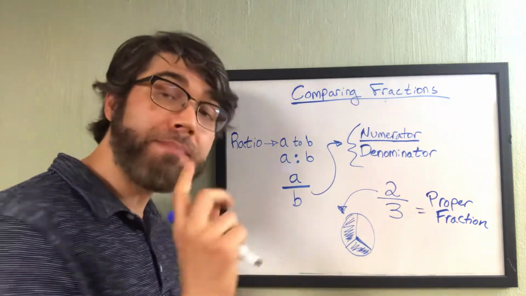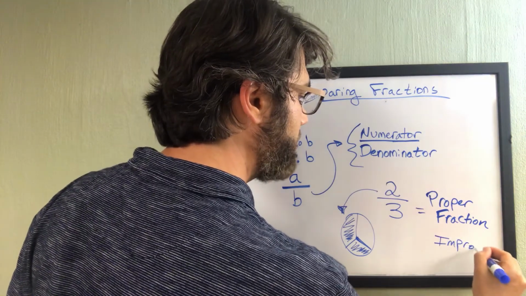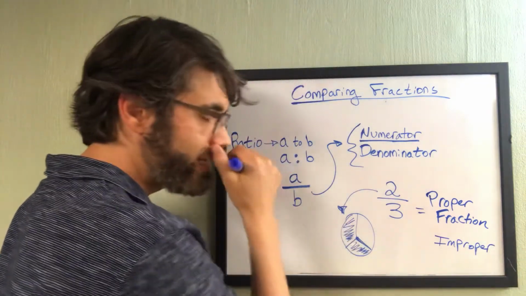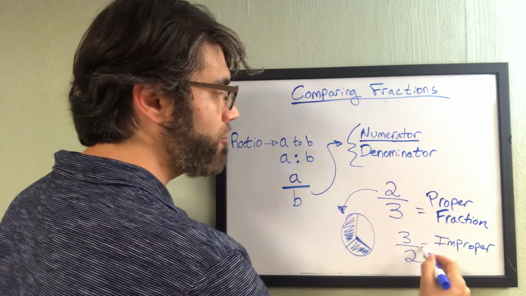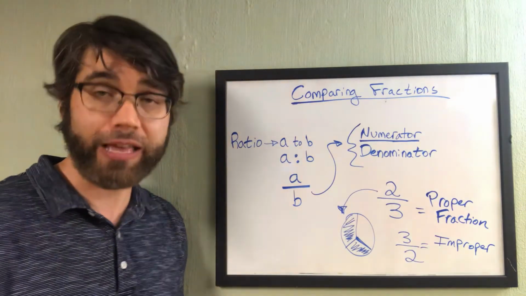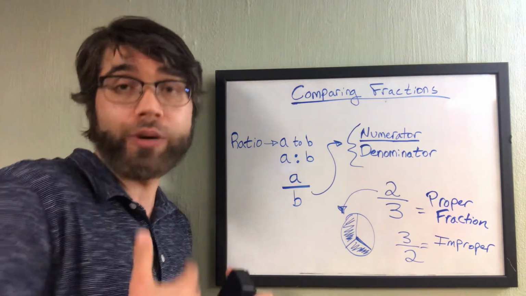Whereas improper fractions, say 3 divided by 2. 3 divided by 2 would be an example of an improper fraction. Improper fractions are fractions that are worth greater than 1.